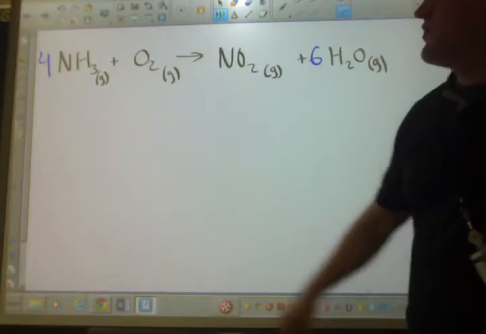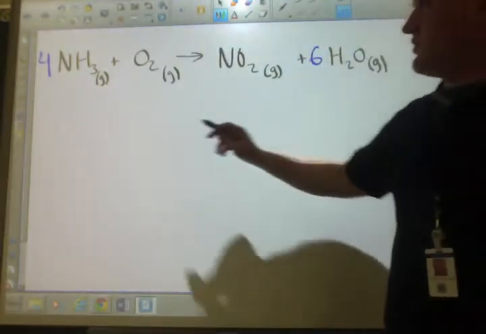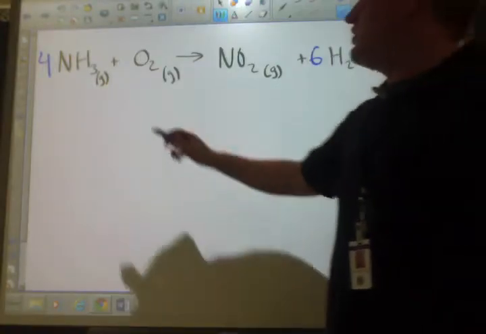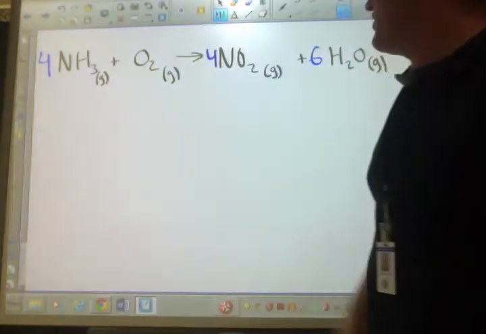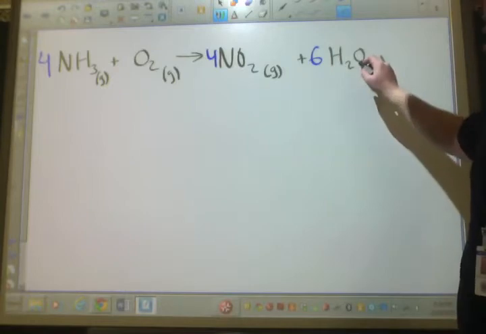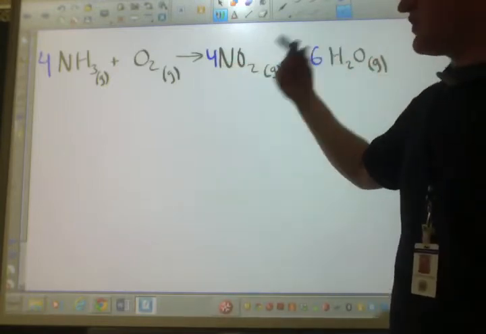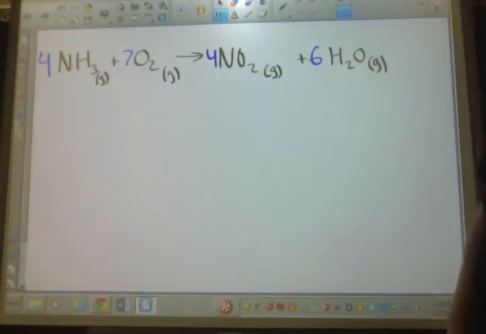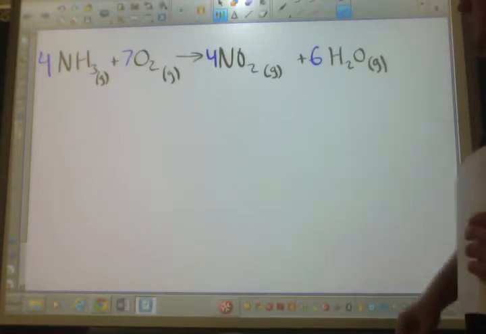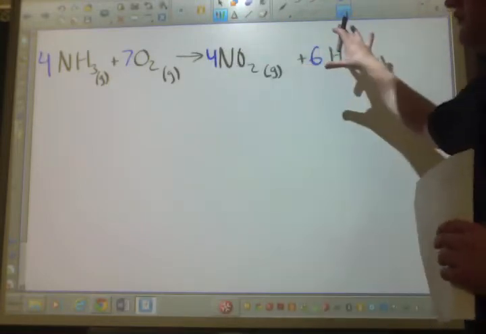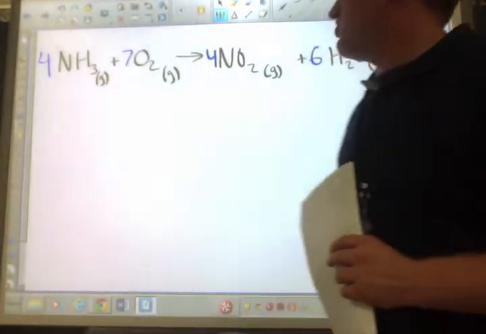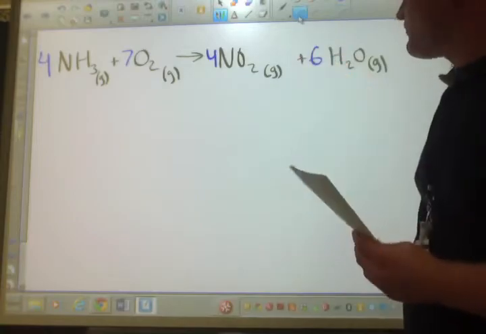Let's double check everything now. 4 nitrogens. Well, let me make sure my hydrogens are good. 4 times 3, that's 12 hydrogens. That's 12 hydrogens. We're good. Let's do our nitrogens. 4 here, 4 here. Nitrogen and hydrogen are now balanced. Let's fix our oxygens. 6 oxygens plus another 8, that's 14. So we need a 7. 4 to 7 to 4 to 6. Calculate the heat of reaction for this. So we find the enthalpy of formation of these, and work out our answer.